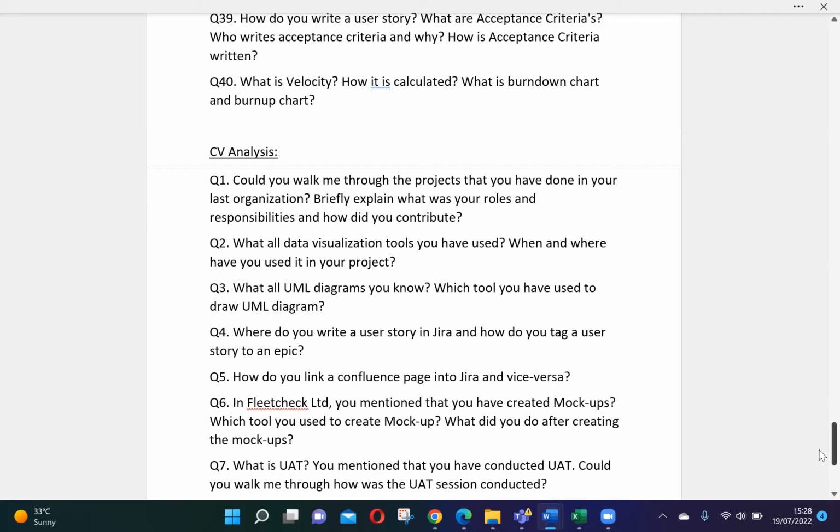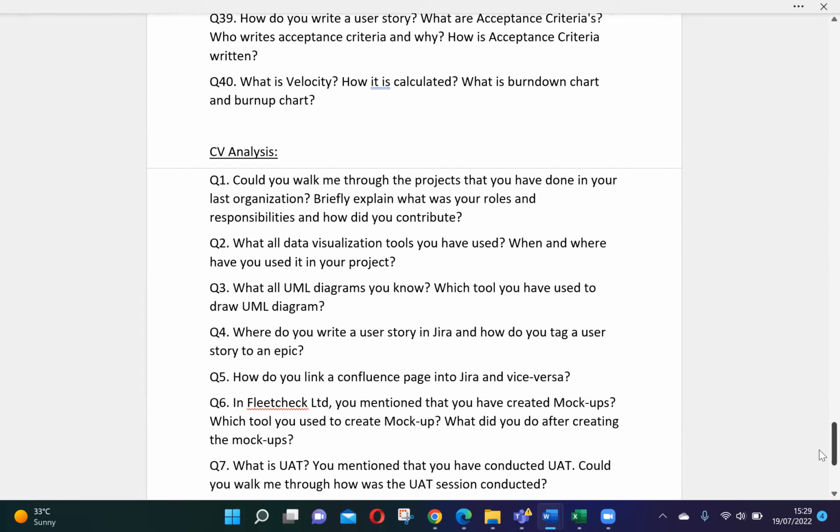Okay. No, that's correct. Velocity is basically to understand how many user stories the team picked in a sprint and how many they were able to deliver in the sprint. For example, five I picked up in the sprint planning meeting, and I was able to deliver only three. So what is the velocity? It's 5 by 3, you divide it, which comes around 1 point something 67.